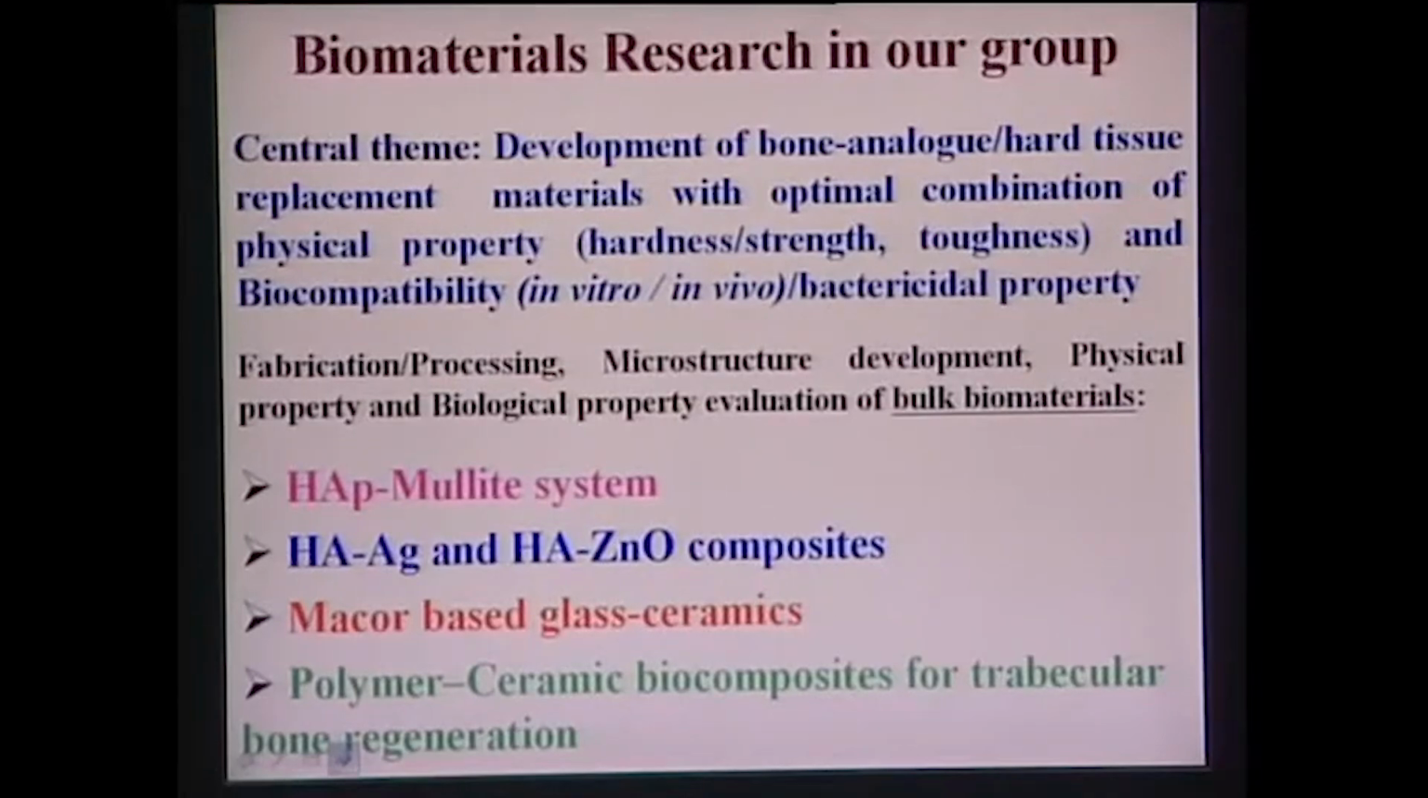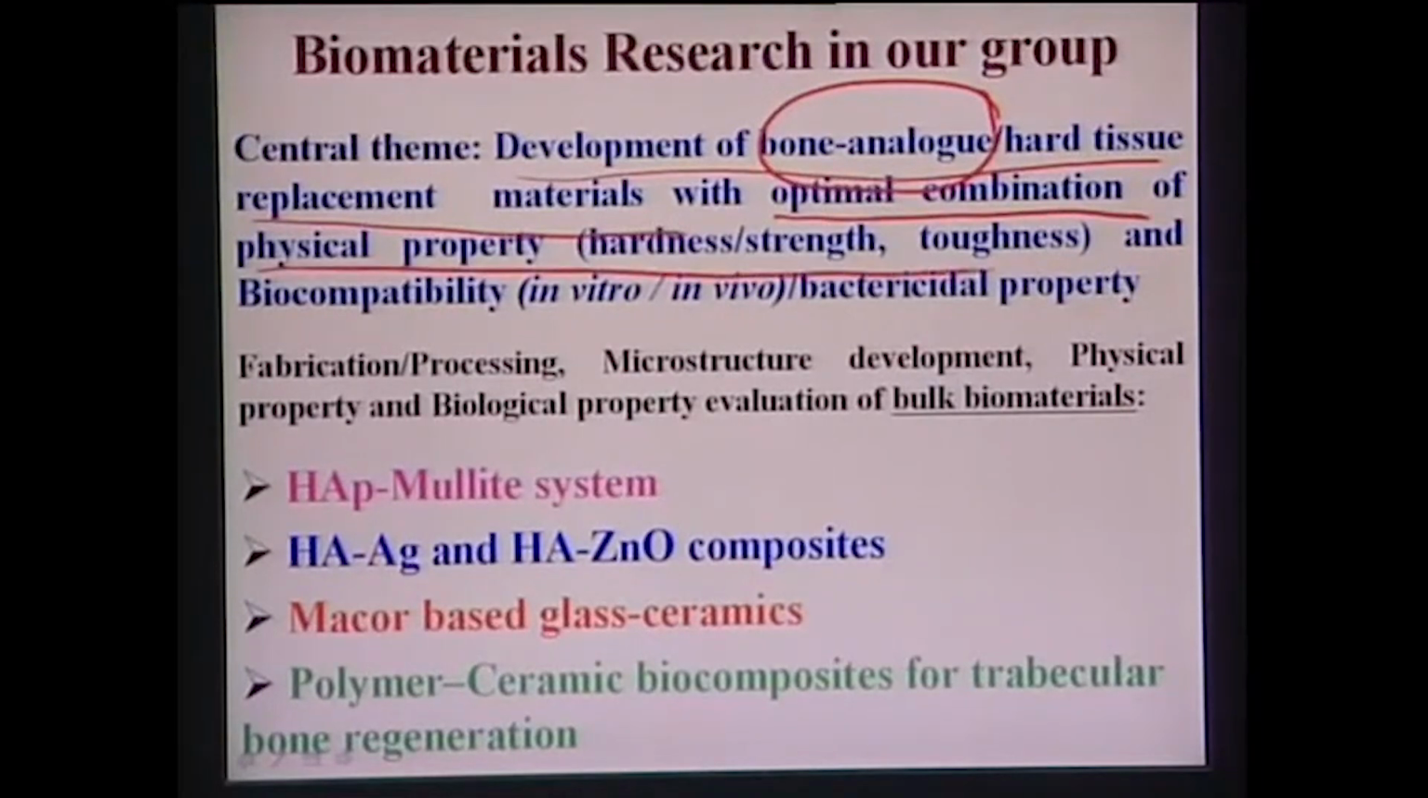Now, what was the central theme of this biomaterials research? The central theme is to develop a bone analog or hard tissue replacement material. Bone analog means materials with a set of properties just sufficient to mimic bone properties. For any orthopedic application where you want to replace hard tissue, the materials need to have an optimal combination of physical properties, that is hardness, strength and toughness, and biocompatibility.